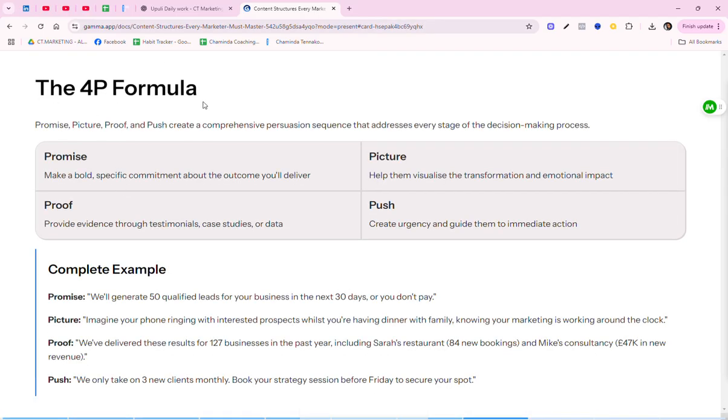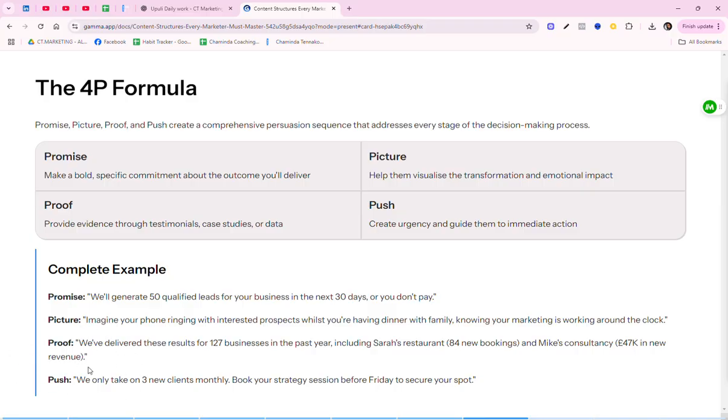This is the next one, the 4P formula: promise, picture, proof, and push. What's the promise? We are making a bold statement about what we can do. We'll generate 50 qualified leads for your business in the next 30 days or you don't pay. That's a bold promise. And the picture, we help them visualize the outcome. Imagine your phone ringing, or imagine getting sales calls booked while you're having dinner with family, or imagine making sales while you're sleeping. So that is the picture.